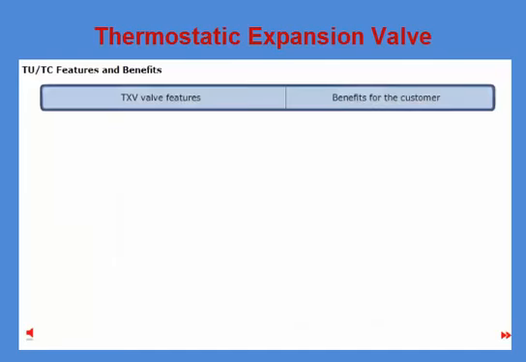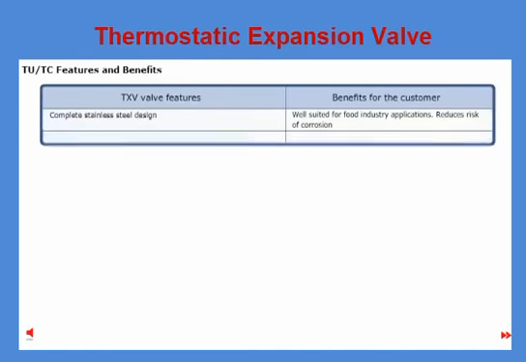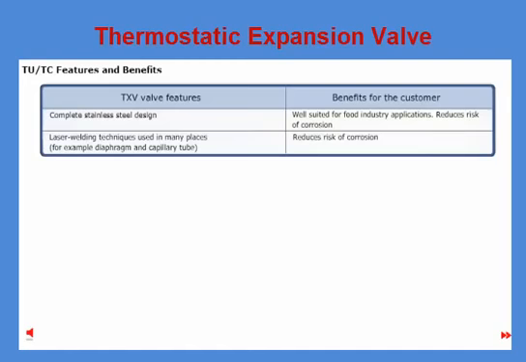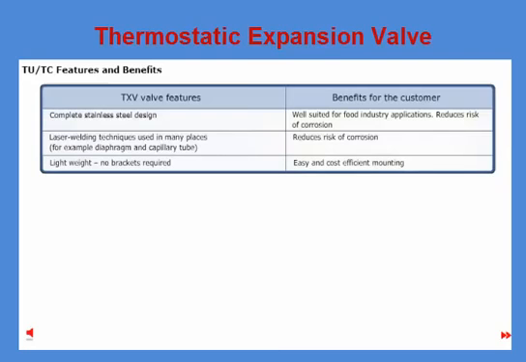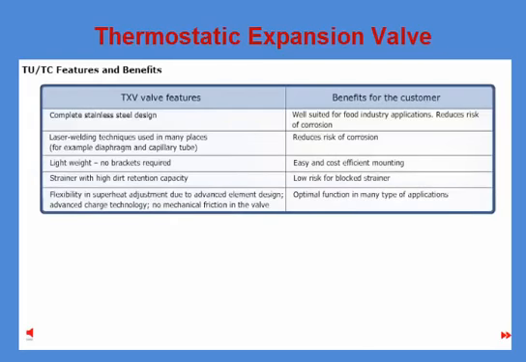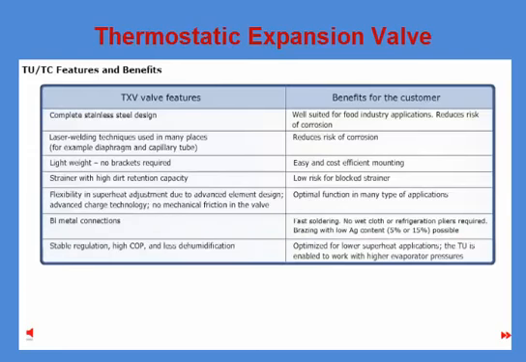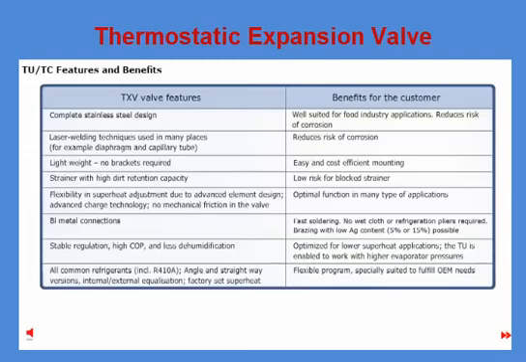Here you can see some general features and benefits of the TU-TC valve. Complete stainless steel design. Laser welded techniques used in many places, for example, diaphragm and capillary tube. Lightweight, no brackets required. Strainer with high dirt retention capacity. Flexible superheat adjustment due to advanced element design. Advanced charge technology, no mechanical friction in the valve. Bimetal connections. Stable regulation, high COP, and less dehumidification. Works with all common refrigerants, including R410A.